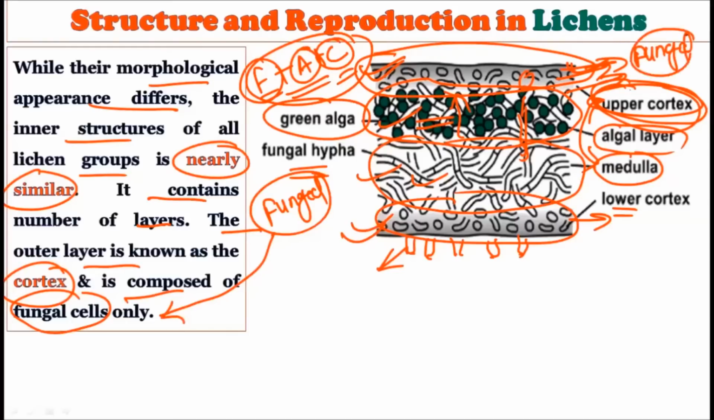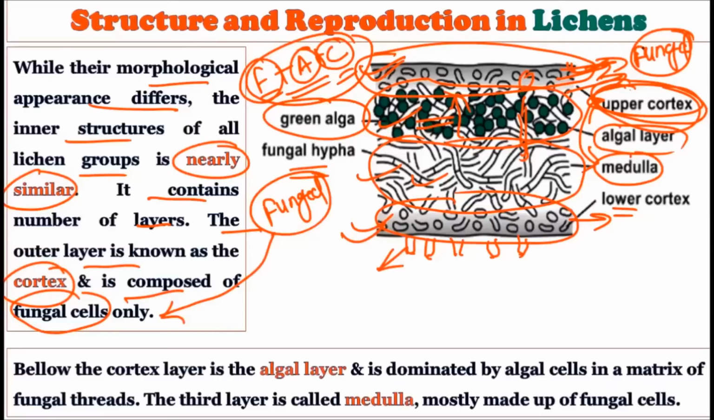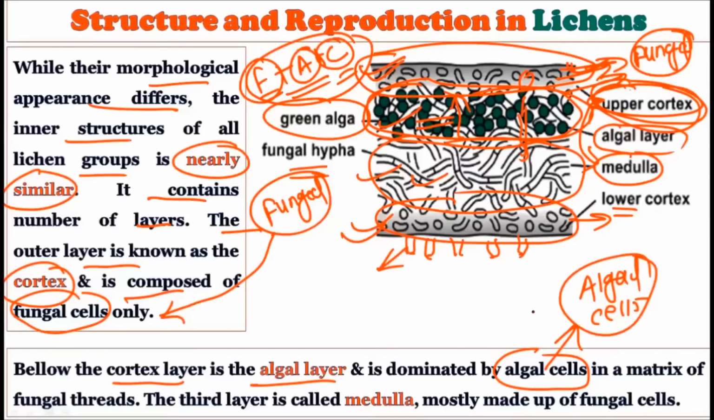In the upper cortex, the cells you are seeing do not contain the cells of the algae, but only fungi. All cells of the upper cortex belong to the fungi and not to the algae. Now, below the cortex layer is the algal layer. You can see here the green algal layer, and it is dominated by the algal cells. You have to mention that the second layer, the algal layer or photobiont layer, is composed of the algal cells and not of the fungal cells.